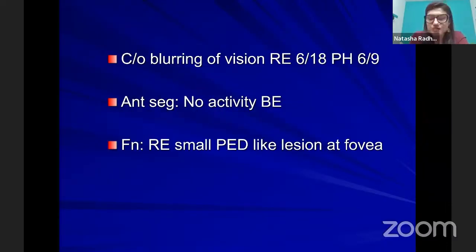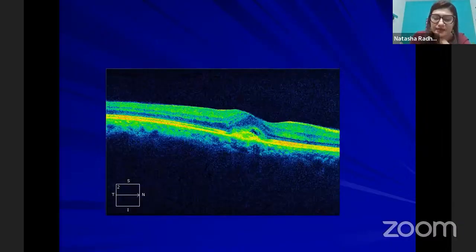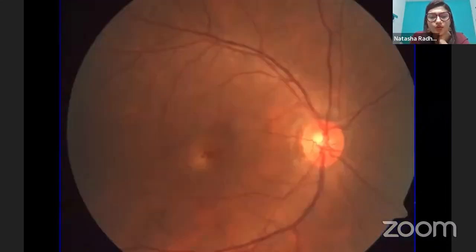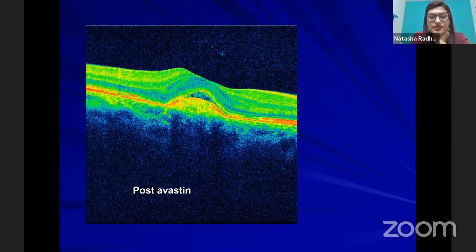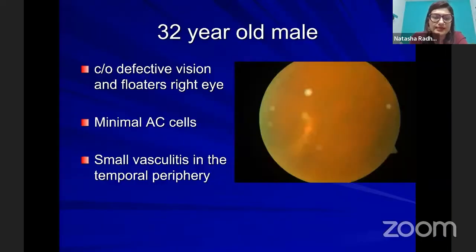And this patient was a VKH patient, but completely resolved and was on immunosuppression when they developed a small lesion at the fovea. So here, our FA revealed that it is a CNV. So again, in an inexperienced person, you will think that it is a recurrence of the VKH, but you have to recognize complications that can occur due to the disease itself which is unrelated to the original pathology, and is not a recurrence of the original pathology. And this was CNVM treated with intravitreal anti-VEGFs, and it completely resolved after 3 intravitreal anti-VEGFs. So vigilant for recurrence, recognize complications, recognize new and unrelated disease.